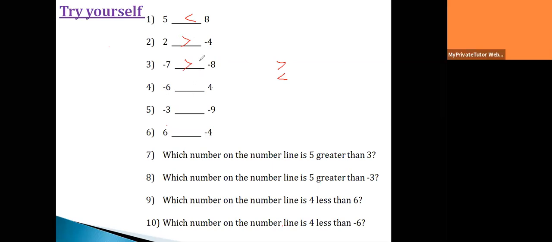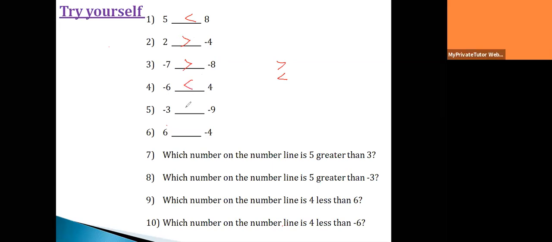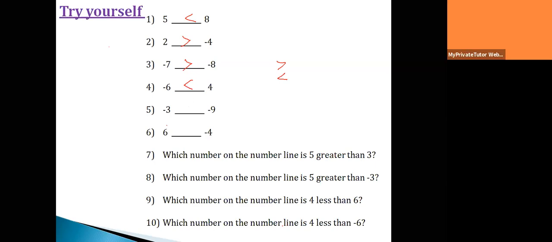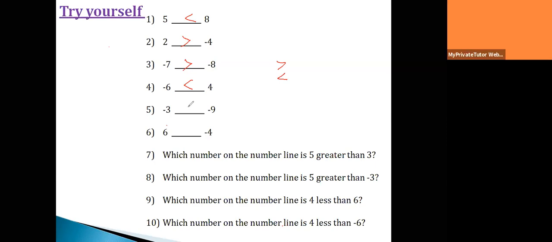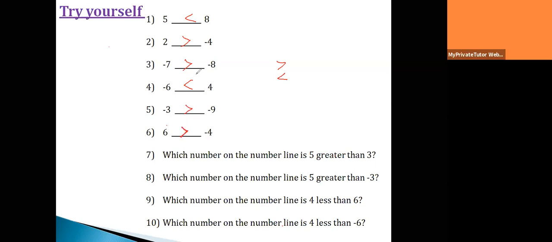Okay, what about the fourth one? 4 is greater. Less than, yeah, the smaller than symbol. What about the fifth one? Minus 3 is greater. Minus 3 is more. Okay, that's good. 6 is greater than minus 4. Excellent, excellent. So the next set of questions, maybe I haven't explained much of the next set of questions, but please try to answer, or if not, I will explain.